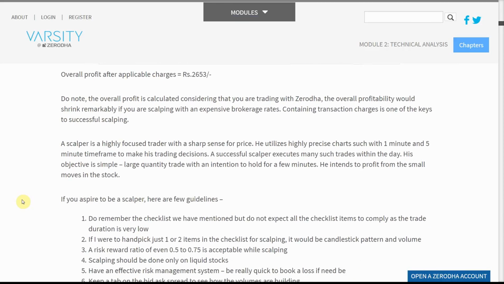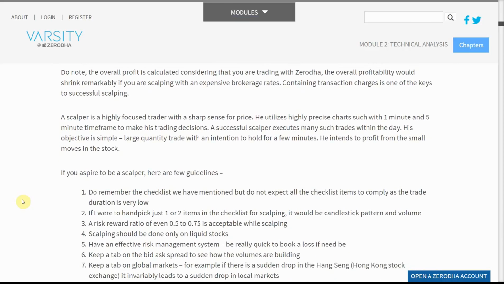The overall profitability would shrink remarkably if you are scalping with expensive brokerage rates. Containing transaction charges is one of the keys to successful scalping. A scalper is a highly focused trader with a sharp sense for price. He utilizes highly precise charts, such as the 1-minute and 5-minute time frame, to make his trading decisions. A successful scalper executes many such trades within the day. His objective is simple: large quantity trade with an intention to hold for a few minutes. He intends to profit from the small moves in the stock.